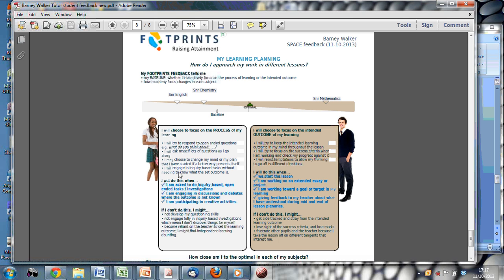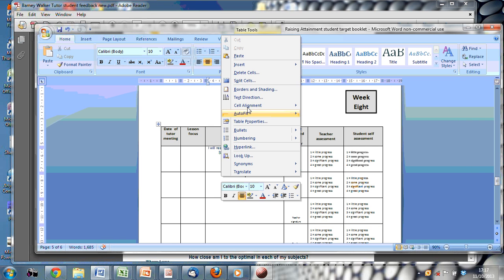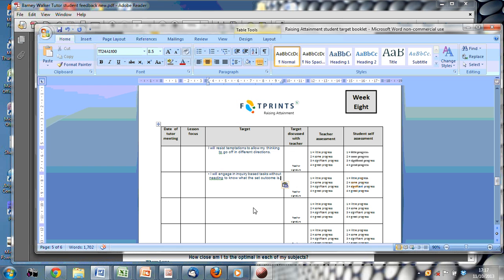And which of these concrete things here, Barney, do you think you could commit to this week? Perhaps Barney's going to select one of these, so he's going to engage in inquiry-based tasks without always feeling he needs to know the answer, what the outcome is at the start. And he's going to select that, and we're going to place that into our student target book, and again that becomes a target which is discussed with the teacher.